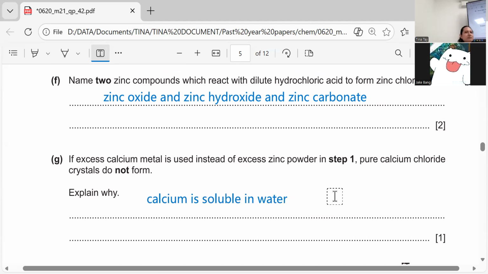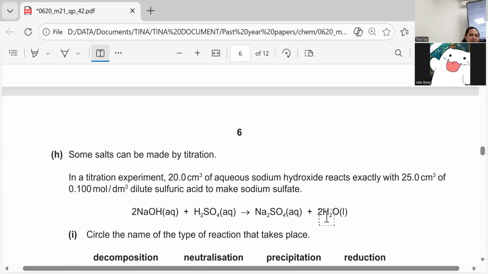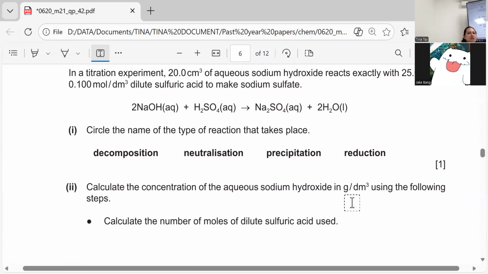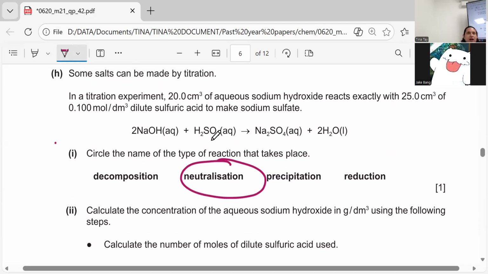Zinc, calcium. Which one? Circle the name given to this. This one you don't know, so we sit down and cry. Neutralization. I said reduction, but this is not redox. Neutralization is not redox, there's no change in oxidation state. It's acid and alkali.